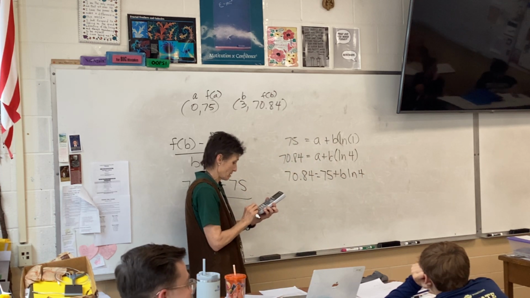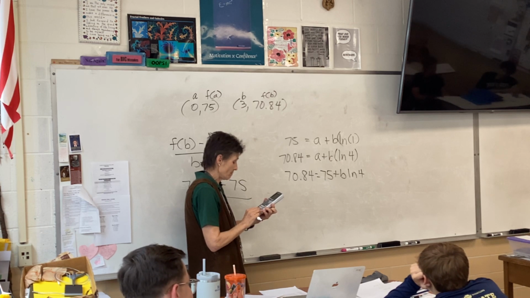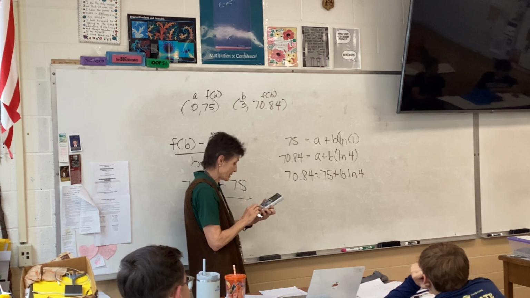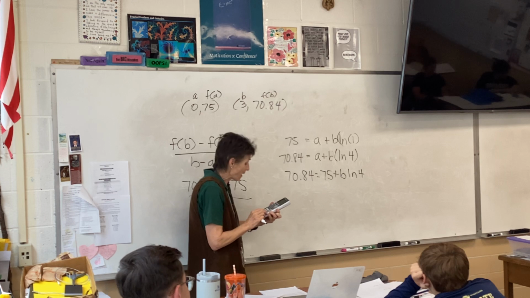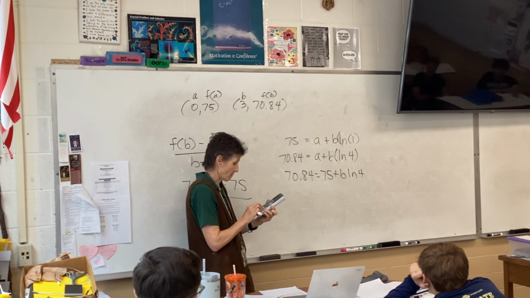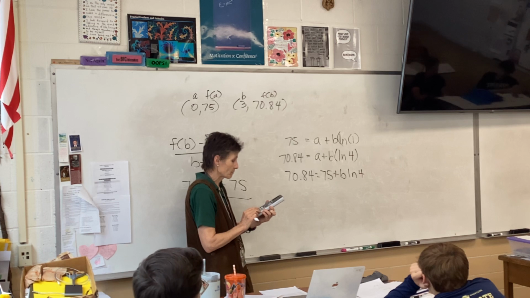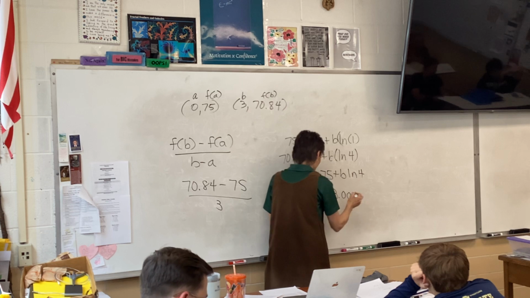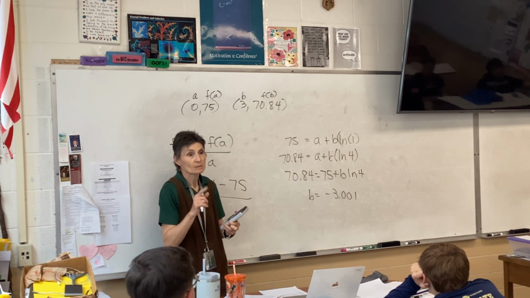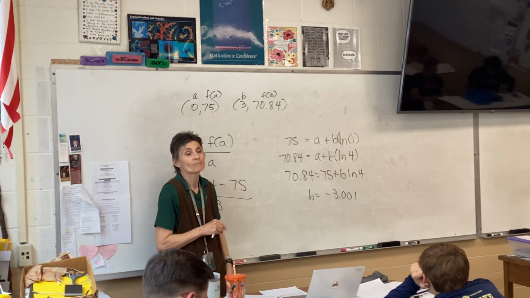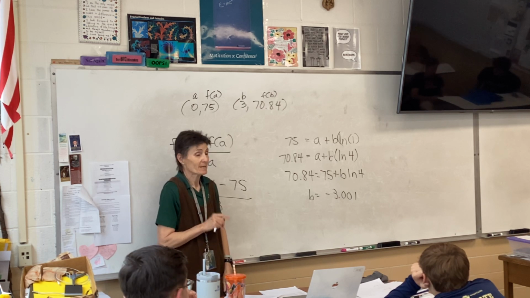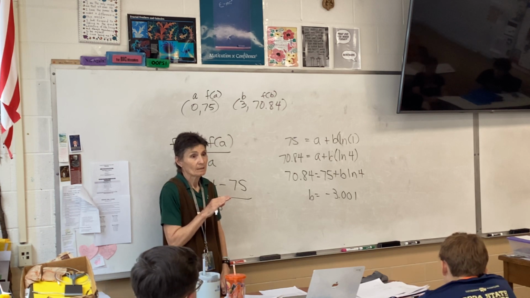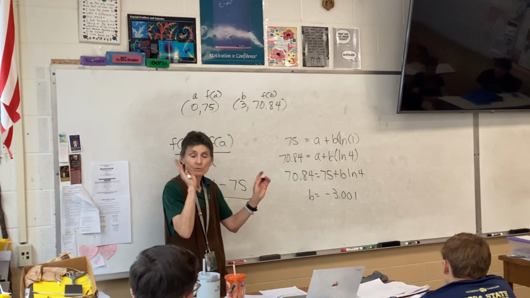Subtract 75 from 70.84 and divide it by ln 4. And that's how I got B equal to negative 3.001. Actually it's negative 3.0010, so 3 decimal places, we do that. Does that make sense to you? But again, unless you're told otherwise, if it's a calculator section, use your calculator.